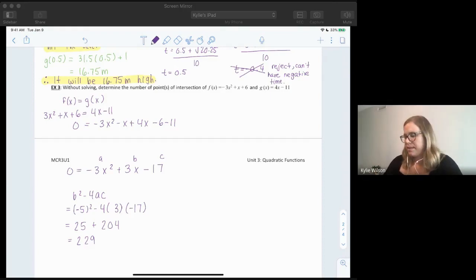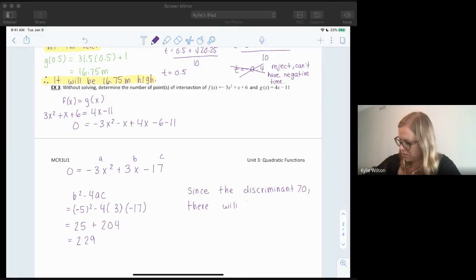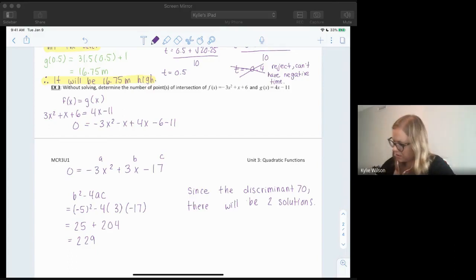So since, yes, feel free to type your question. So here, when I had the negative 5 squared, I just changed it to 25.